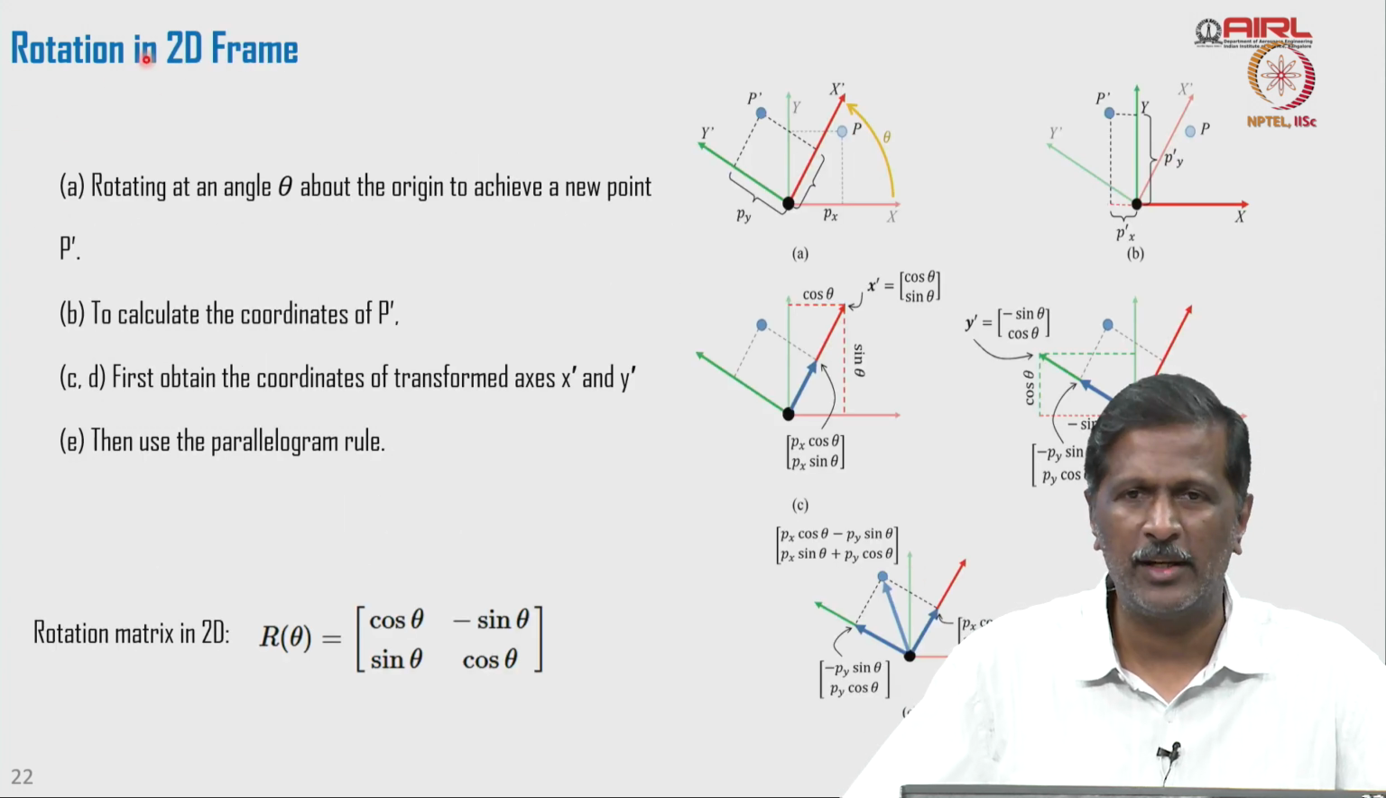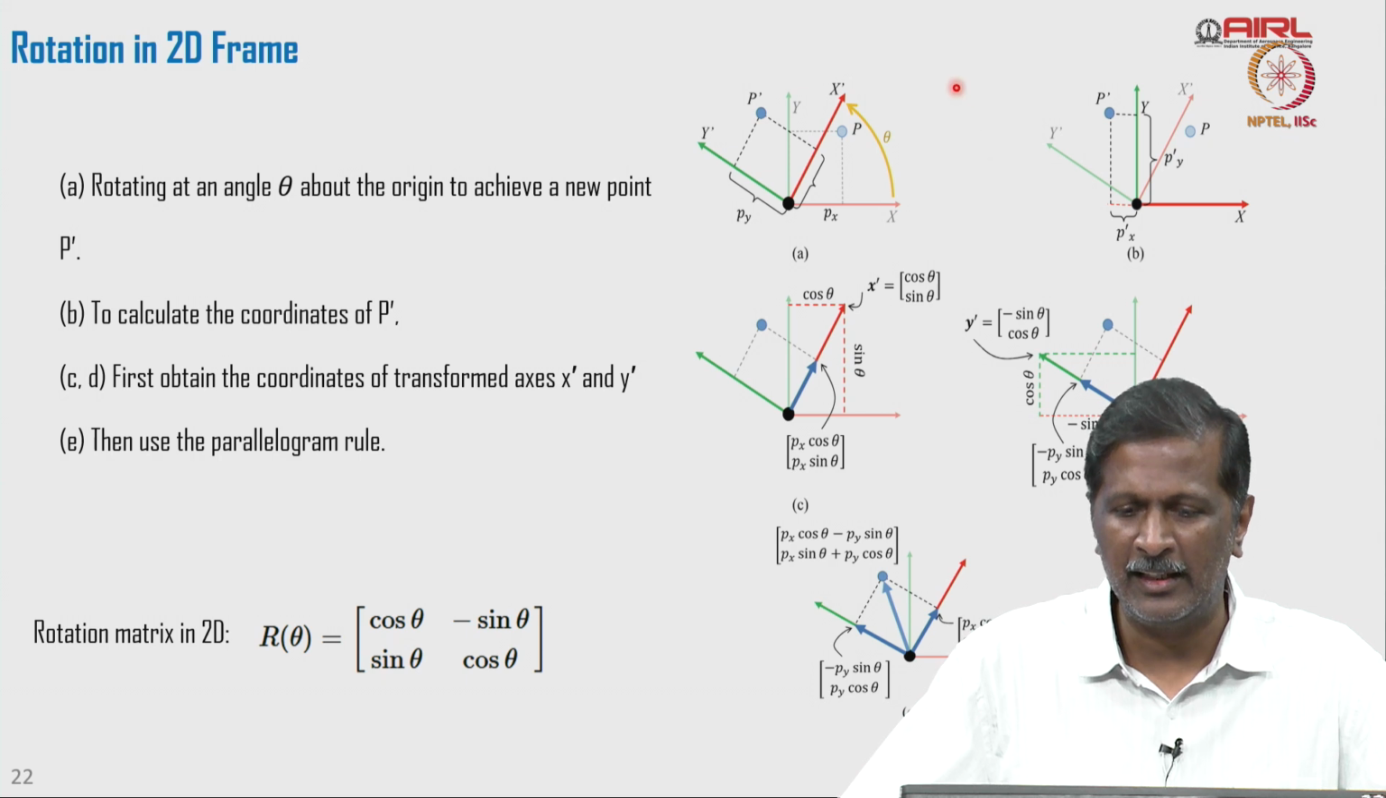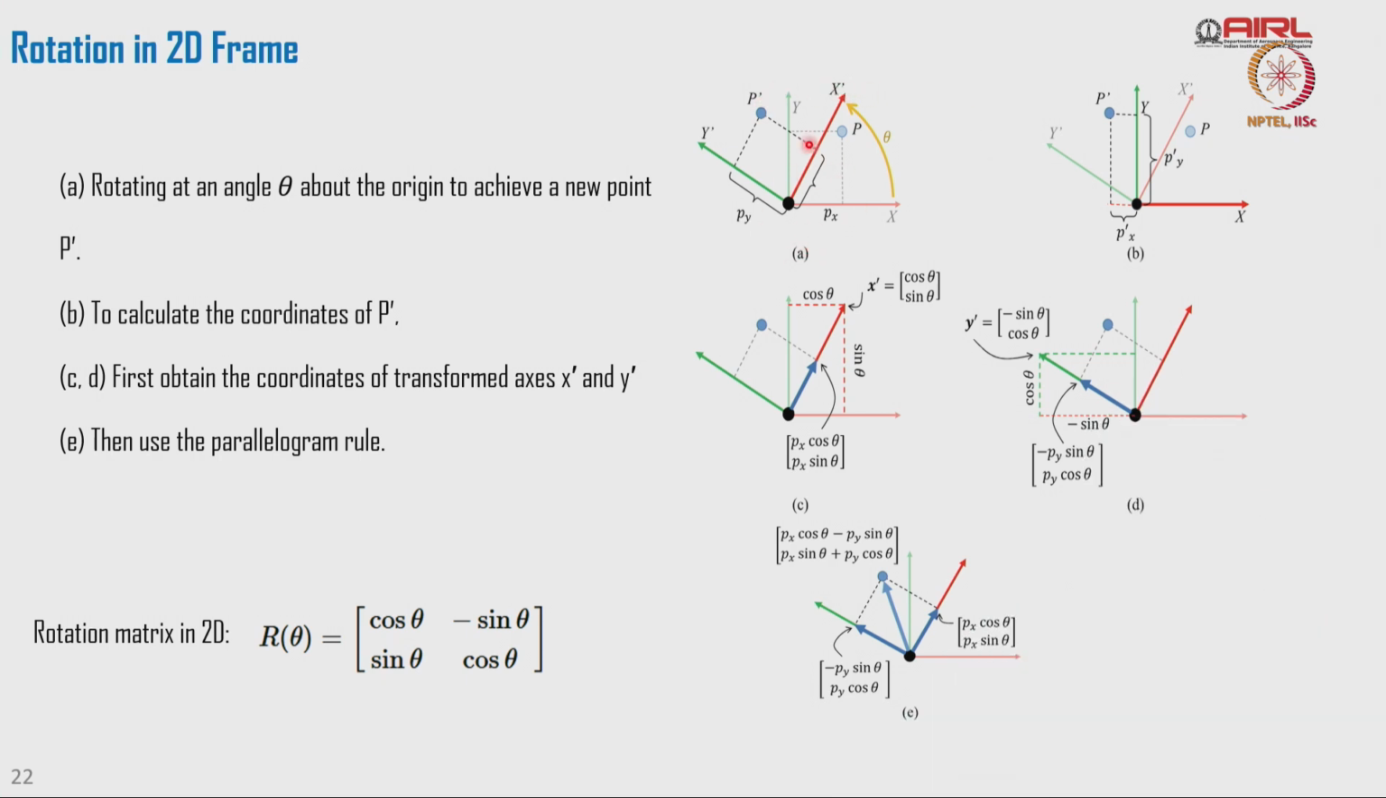Now, let us understand rotation in a 2D frame. Let us look at A. The drone is at the point P, and x, y represent the frame of reference. Now the frame of reference is rotated by angle theta. The position P becomes P prime in the rotated frame of reference, x prime and y prime. You can see this is P prime, and the distance with respect to the rotated axes remains constant, Px and Py.